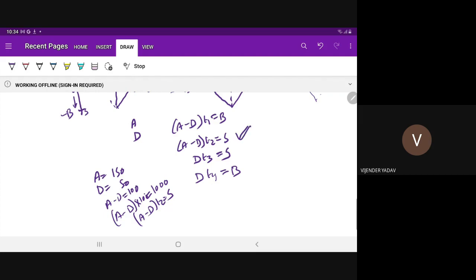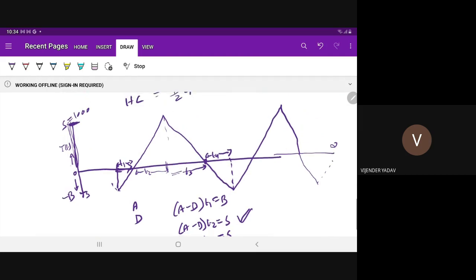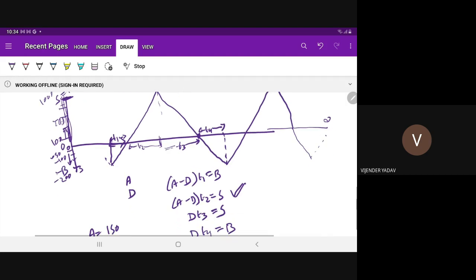Thank you. Here we have the inventory level 0, 100, and so on. Here we have the negative inventory level: 0, minus 50, minus 100, minus 200. Any other doubt? Anyone?